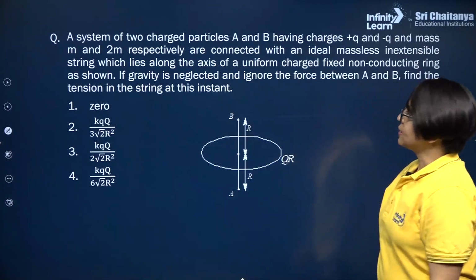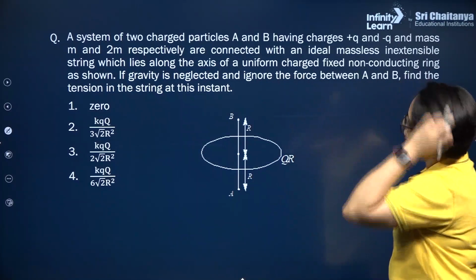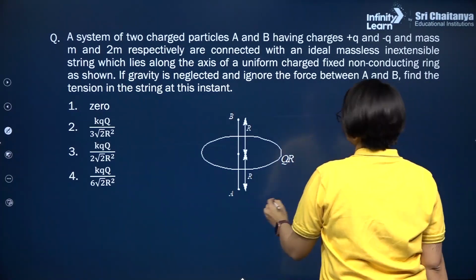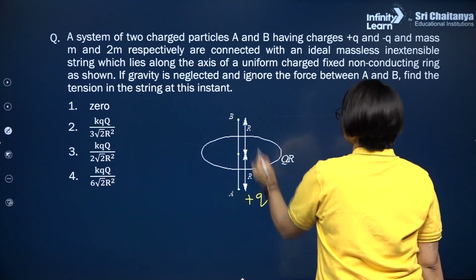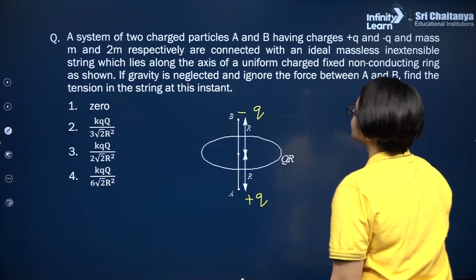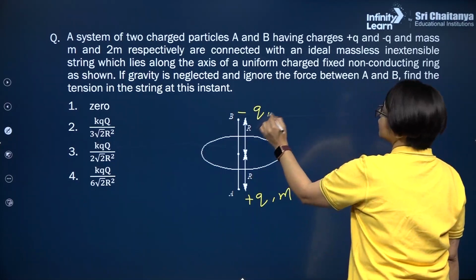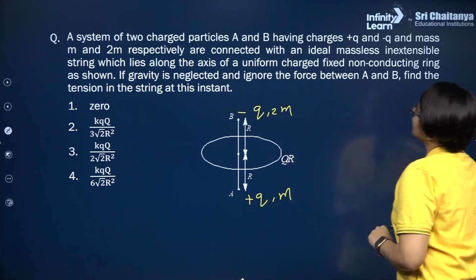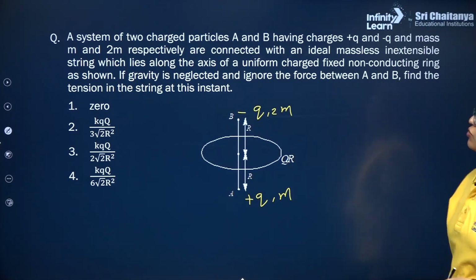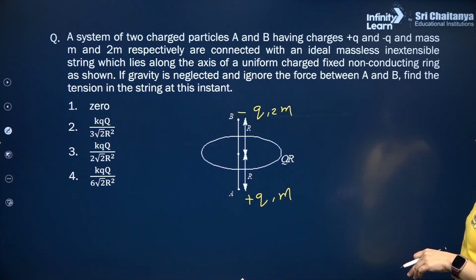Next is this: a system of two charged particles A and B having charges plus Q and minus Q and mass m and 2m respectively are connected with an ideal massless inextensible string which lies along the axis of a uniform charged fixed non-conducting ring, as shown in the figure.